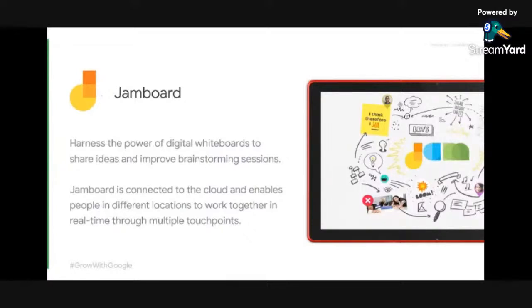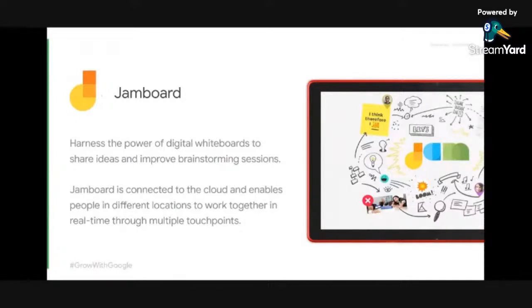With Jamboard, you can harness the power of digital whiteboards to share ideas and improve brainstorming sessions. Jamboard is connected to the cloud and enables people in different locations to work together in real time through multiple touchpoints. With Jamboard, you can write and draw with the included stylus, search Google and insert images or web pages, drag and resize text and images with your fingers.